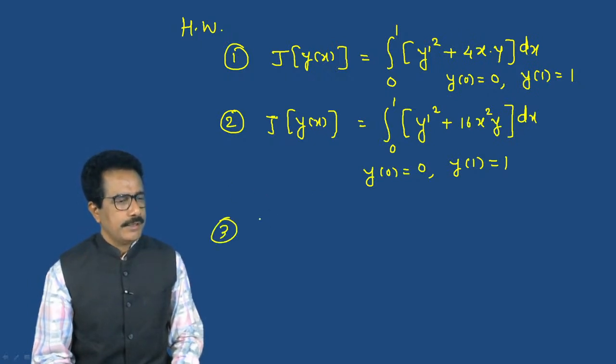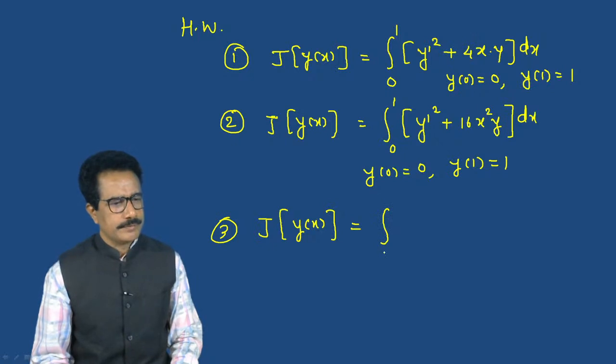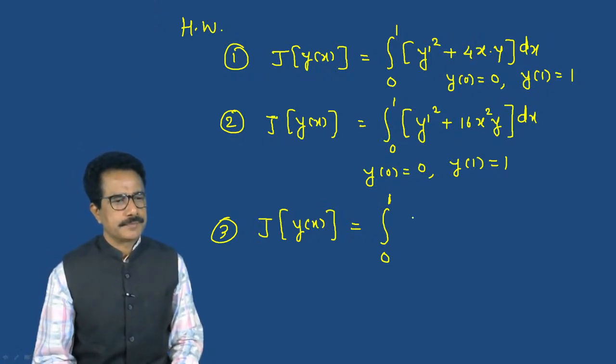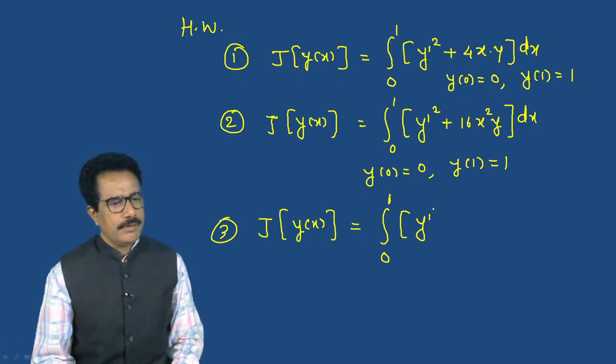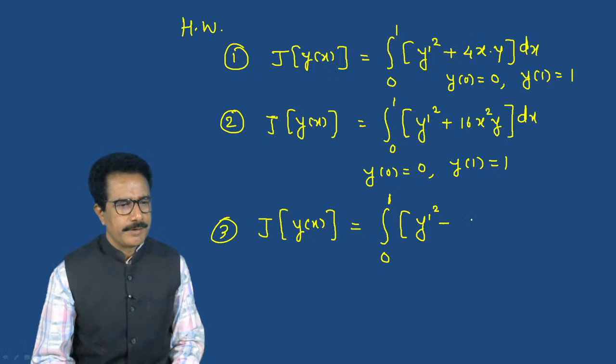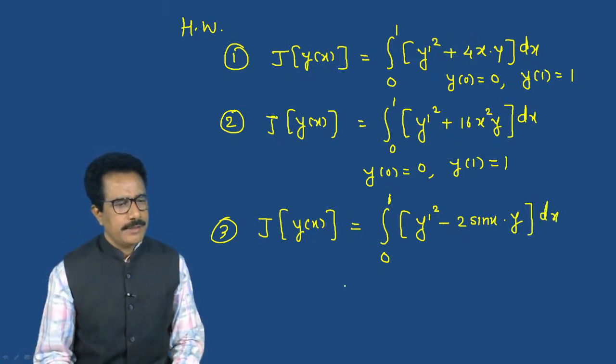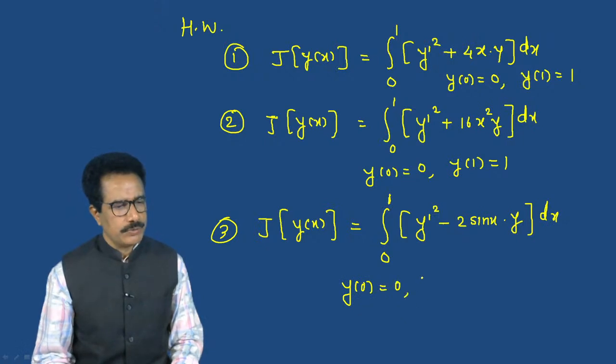Third, j of y of x is equal to the integral from 0 to 1 of y dash square minus 2 sin x into y dx. y of 0 is equal to 0, y of pi by 2 equals 1.